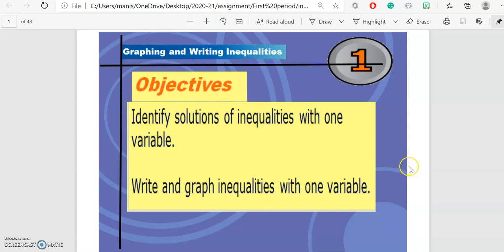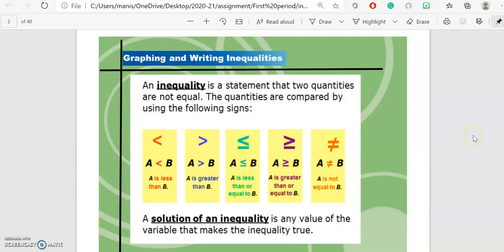Our objective for the day is to identify solutions of inequalities with one variable. We will be learning how to write and graph inequalities with one variable. An inequality is a statement that two quantities are not equal. The quantities are compared by using the following signs.